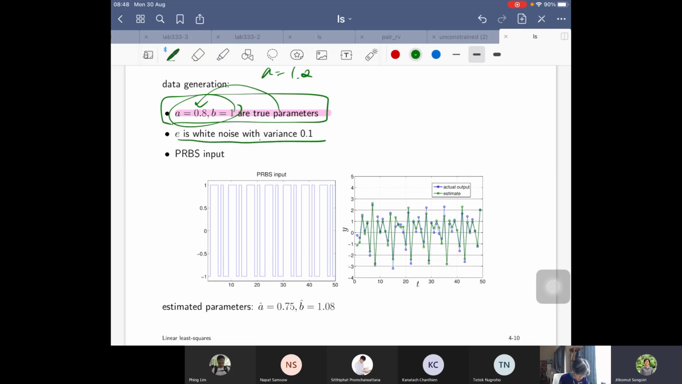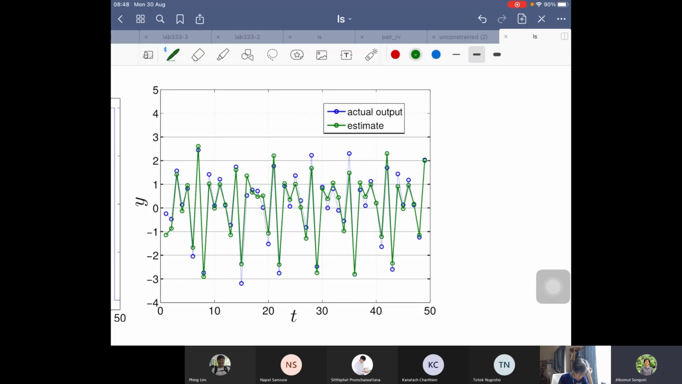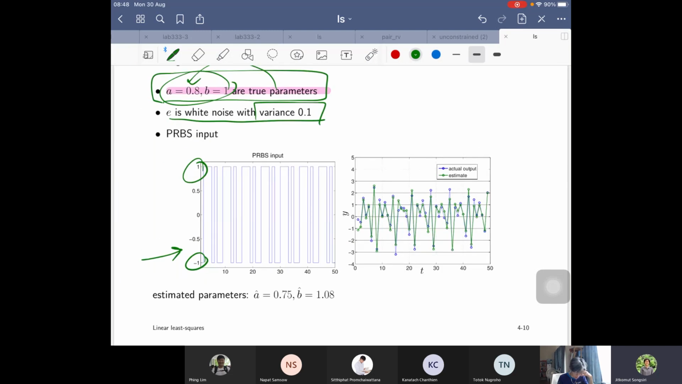Okay, back to our main idea. I generate white noise to corrupt the measurements, a white noise with variance 0.1. I use a PRBS input with 2 levels, -1 and 1. Looking at the output, the blue dots are the actual output. The green dots are y hat from the estimate. The estimated parameter after I solve it is A hat 0.75, and B hat is 1.